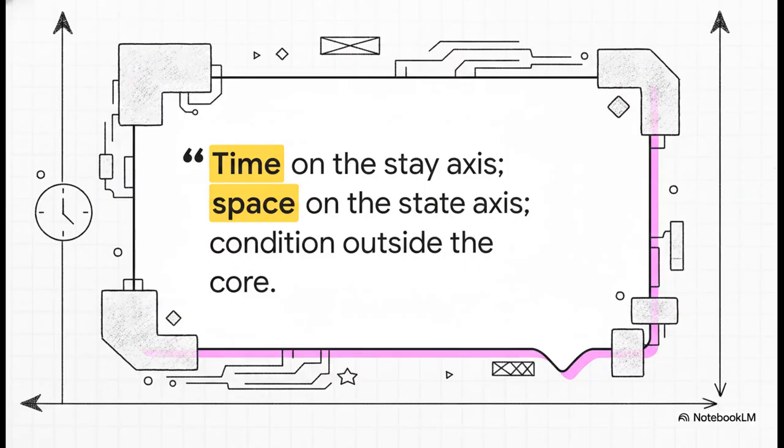There's this quote directly from the architectural specification that I absolutely have to share because it just perfectly captures the whole philosophy. It says, "Time on the state axis, space on the state axis, condition outside the core, intelligence in the dialogue." It's almost poetic, right? By cleanly isolating these elements, the architecture just becomes incredibly sharp and focused.